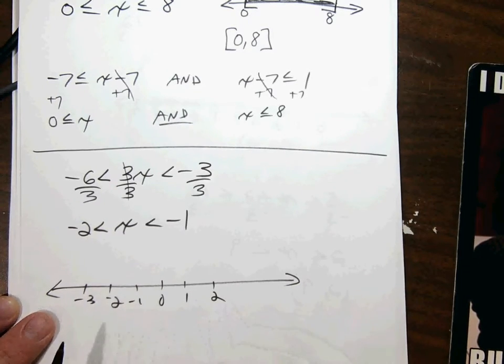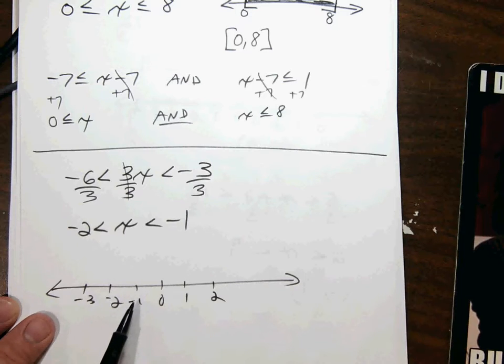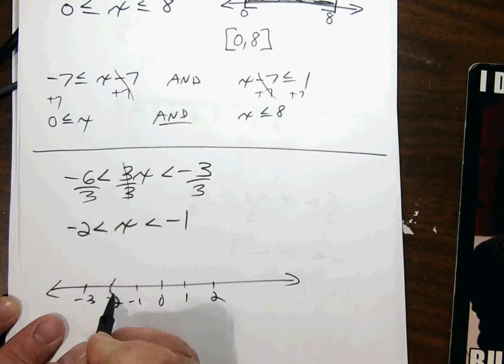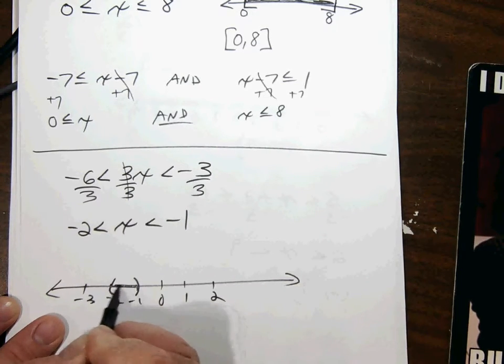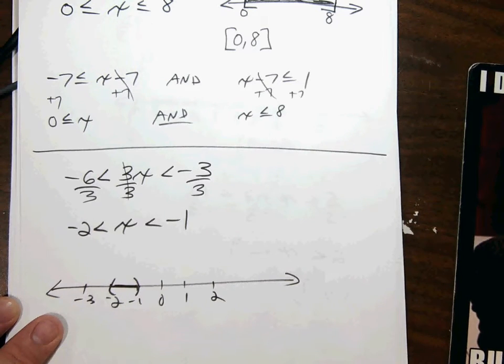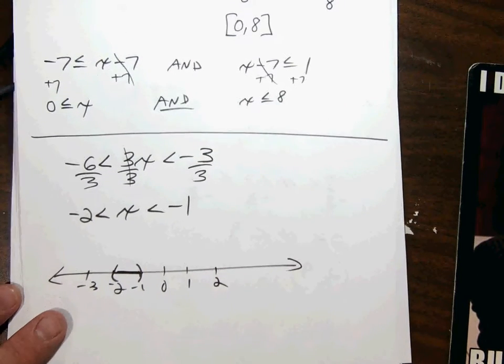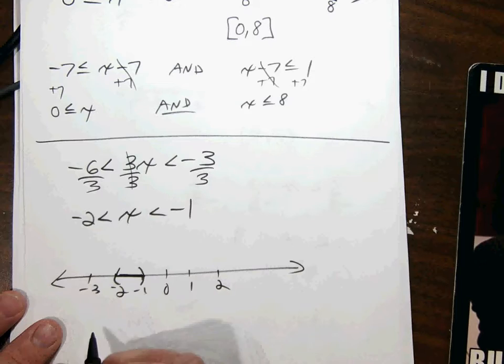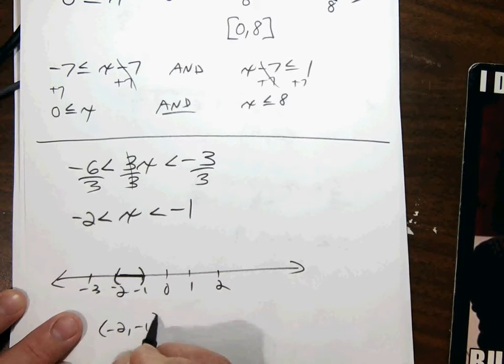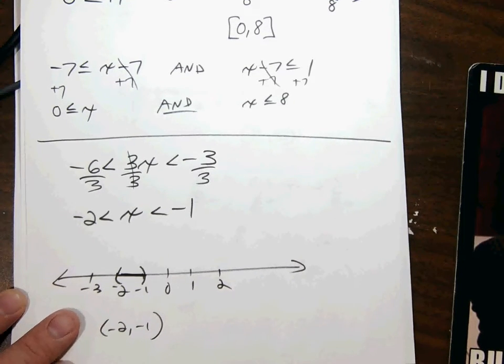Okay. I am greater than -2 and I'm less than -1, so I'm right in here. Greater than -2 and less than -1. Not the equals. Strictly greater than, strictly less than, so like that. Okay? Everybody cool with that one?